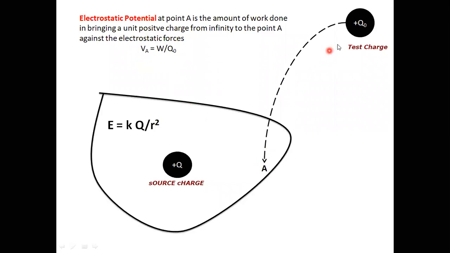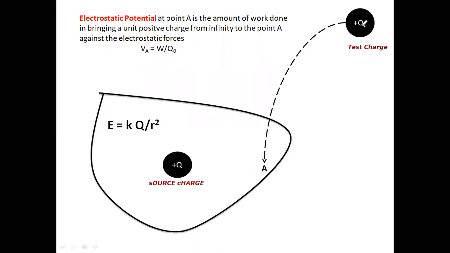So the test charge is doing certain work in moving from infinity to point A, and that work we divide by the charge value of this test charge, since electric potential is nothing but the work done per unit positive charge. That's why we divide by the value of this test charge. Once we divide this work done by the value of the charge, we can find out the potential at that particular point.